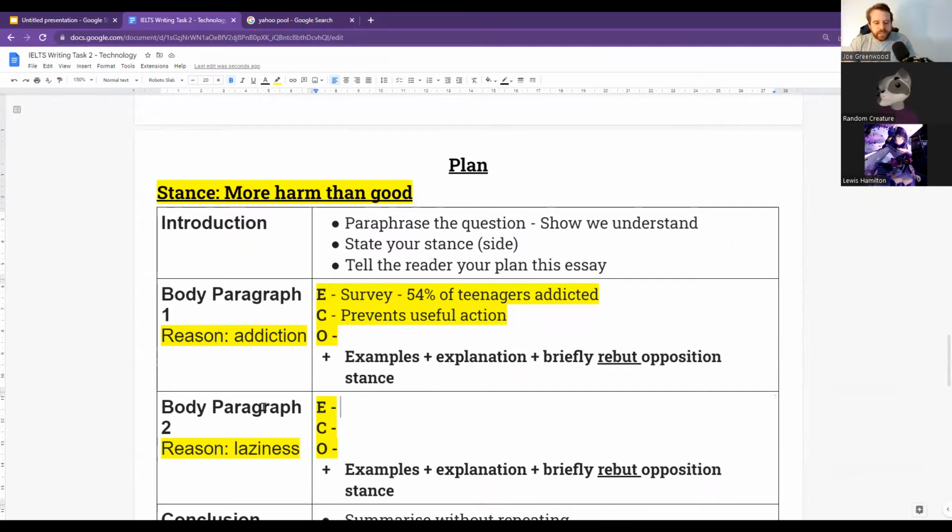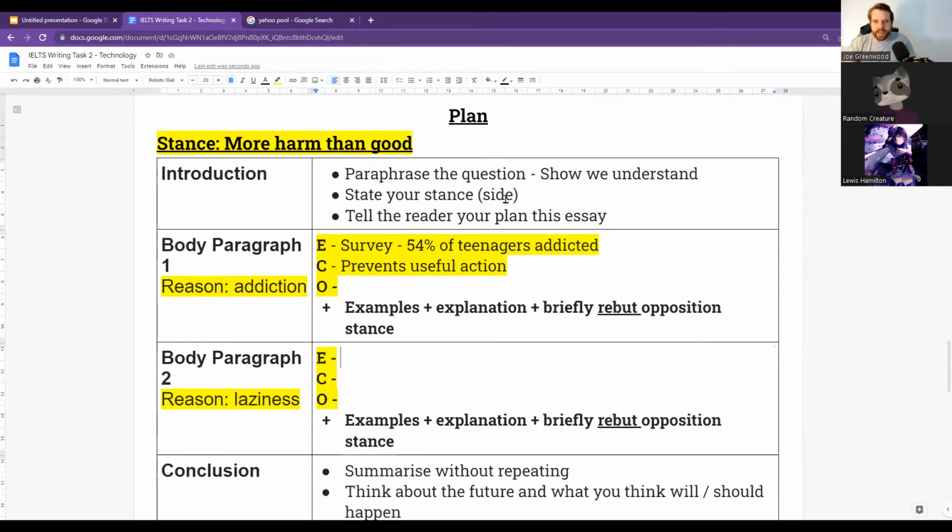Okay. Now laziness. We need evidence about laziness. By the way, Lewis thinks 83%. So maybe I'll increase this to like 67. And we're in between. I think 54 was good. Okay, maybe for teenagers 67, but for everyone, it should be quite low. Of course, it depends on the definition of addiction, right? Yeah, it depends how addicted you are.